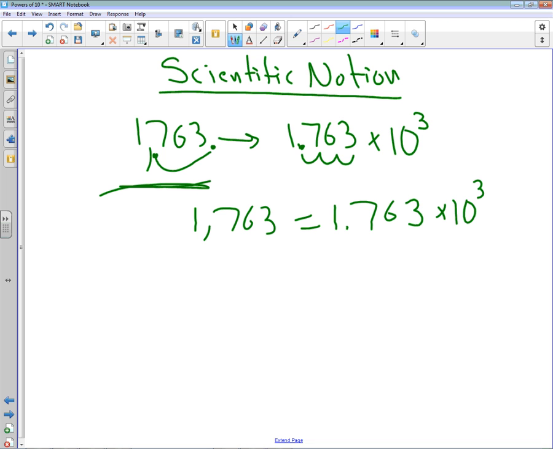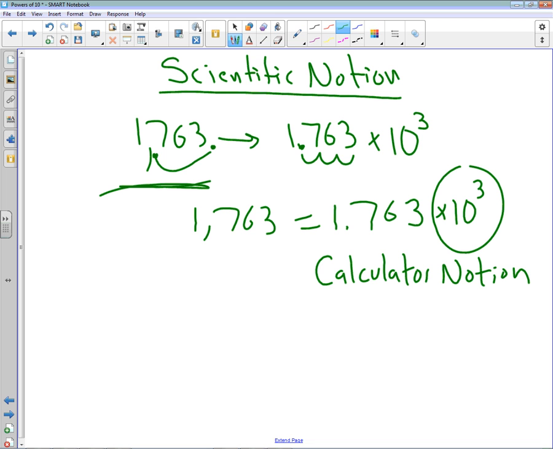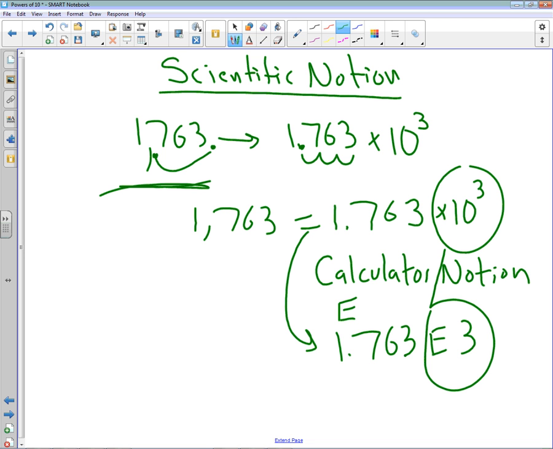Now what I like to do, instead of writing times 10 to the 3rd like that, is I like to use what I call calculator notation. If you take a look at your calculator, you'll see that some calculators have times 10 to the third. Other ones have a capital E. And some of them have two capital E's. I could rewrite this in calculator notation like so. 1.763 E3. And what does E3 mean? It means what I circle right there, times 10 to the third.